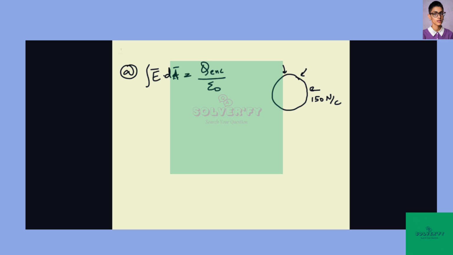So one thing to note here is that the area vector will be outwards and the electric field will be inwards, which means E dot dA will be negative. The cos theta term will be cos 180, which is minus 1, which means the flux will be minus electric field, which is 150 Newton per coulomb, times area, which is 4 pi r squared, where r is the radius of Earth, because Earth is a sphere. This is equal to charge enclosed divided by epsilon naught.